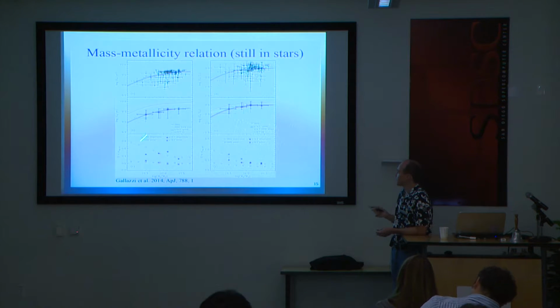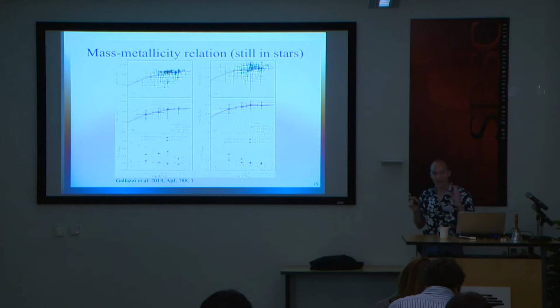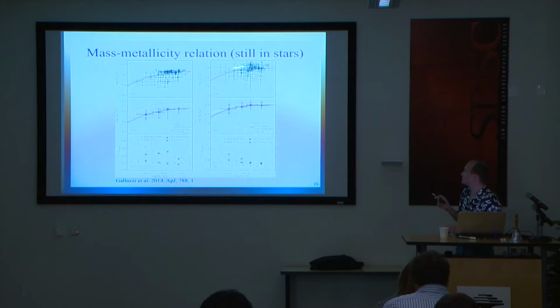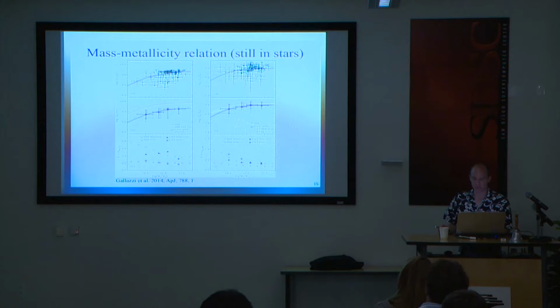So remember, in dwarf galaxies, there's a very steep mass-metallicity relationship. But in these high-mass galaxies, it starts to turn over and get flatter and flatter and flatter. And that's true not just at redshift 0, but it's also true at this redshift 0.7 galaxy population that Anna is looking at here.